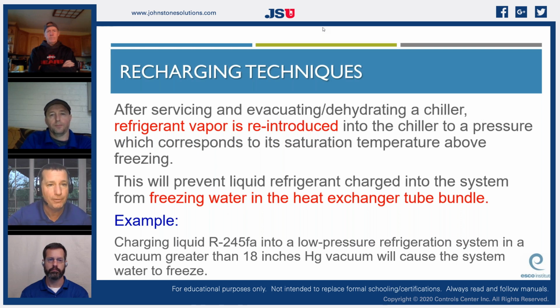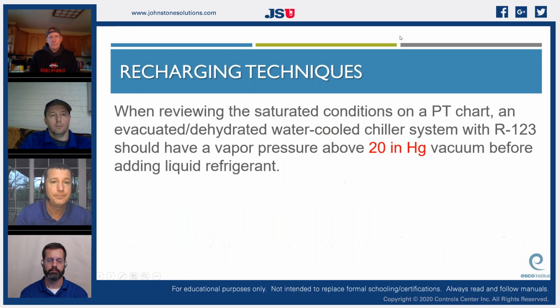So just put it in vapor first, just until you get your pressure to come up right above your PT chart that says here's 32 degrees. As soon as I get right above that, then I can introduce my liquid. Then I'll prevent the liquid from freezing the water in the heat exchanger tubes. So as an example, if I was using refrigerant R245FA, charging liquid R245FA into a low pressure refrigeration system in a vacuum greater than 18 inches will cause the system water to freeze. So we have to make sure that our vacuum goes all the way up to 18 before we even start introducing liquid into that system.